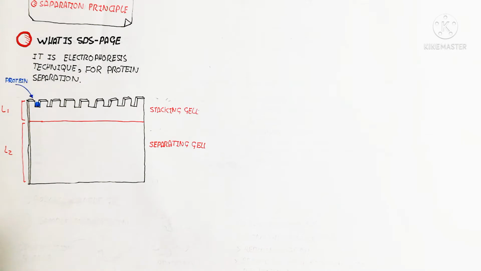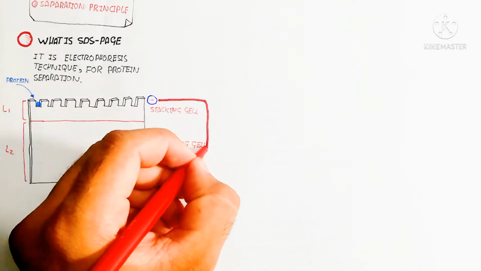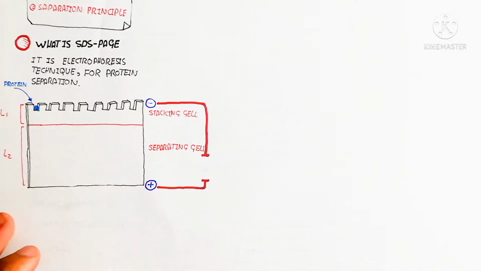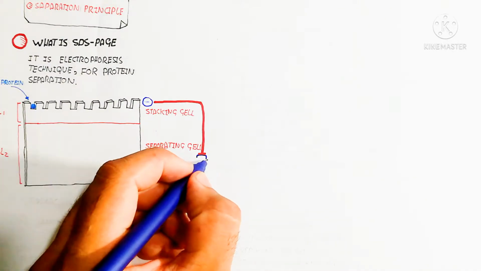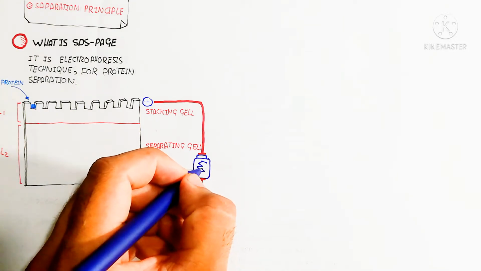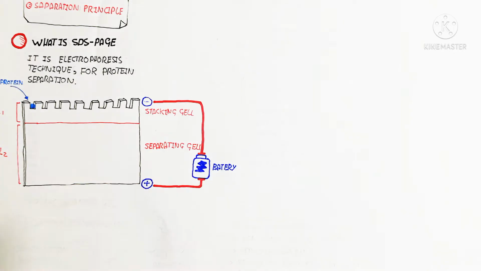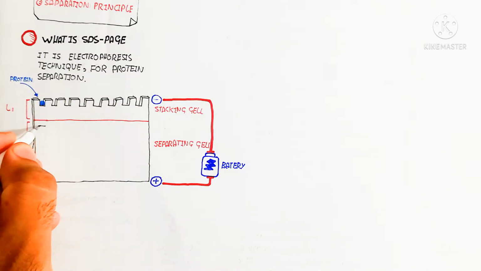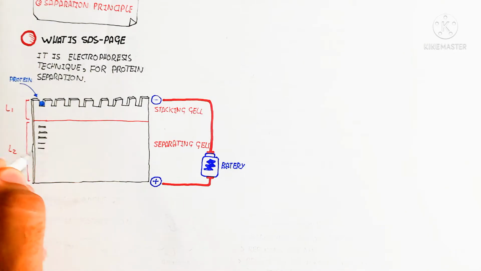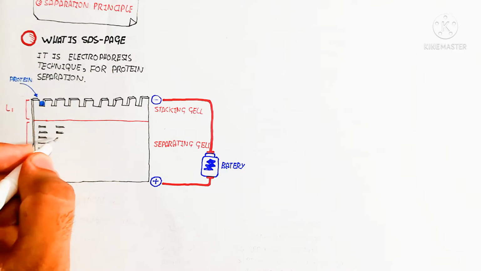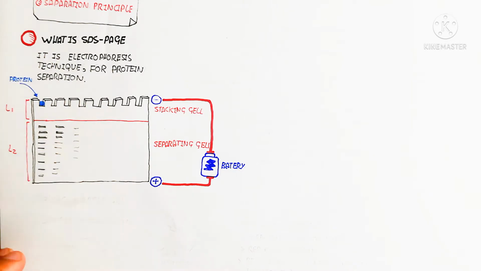And when we provide the charge, negative on one side and positive on the other, the battery provides the electric voltage, so the protein moves toward the positive charge, the anode, because it is negatively charged, so it will move toward the positive. Basically it contains a polyacrylamide gel. Polyacrylamide gel is used for this.